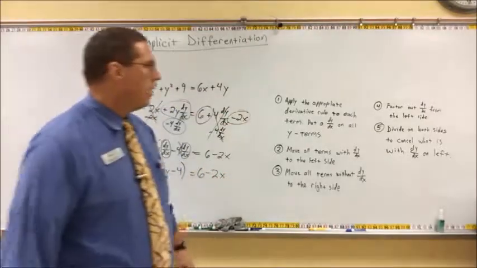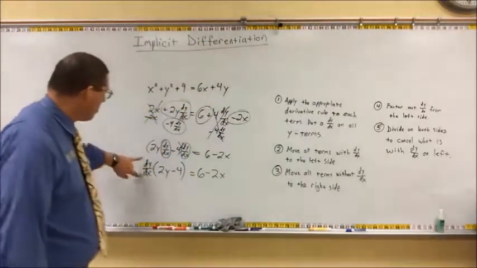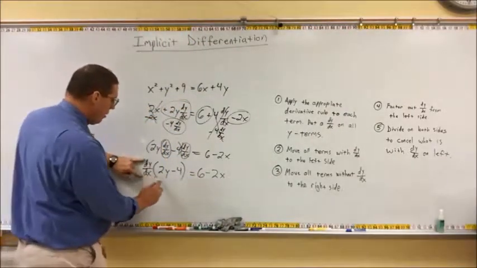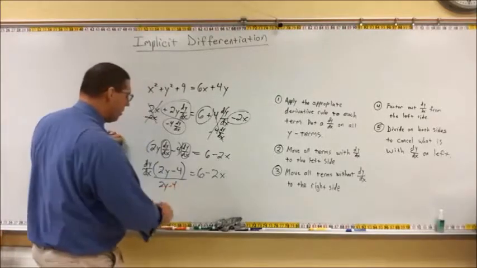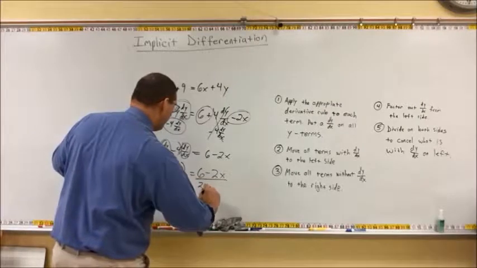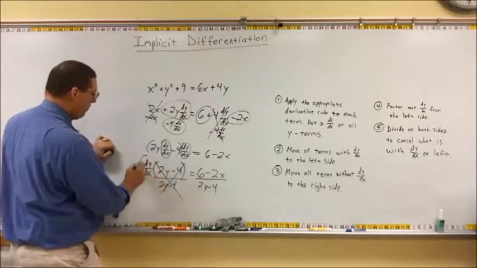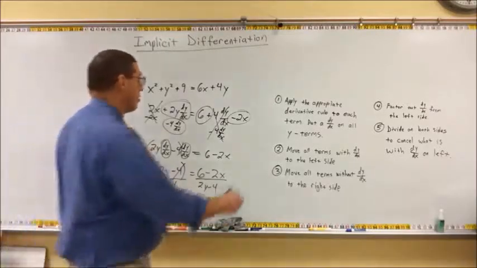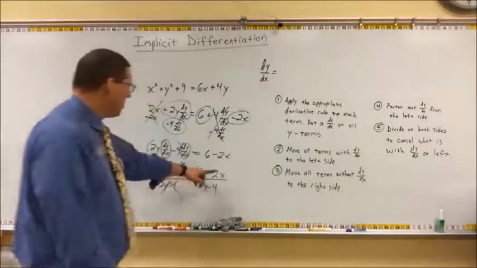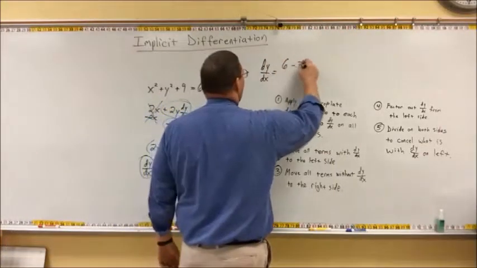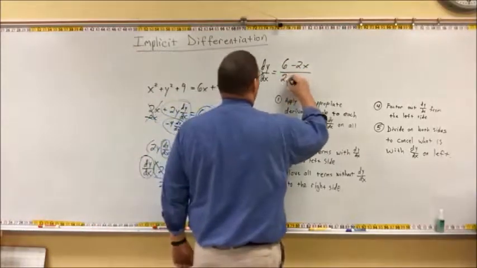Last step, divide on both sides to cancel what is with the dy/dx. Well, what's with the dy/dx? This thing is the 2y minus 4. So we're going to divide by 2y minus 4 here, and we're going to divide by 2y minus 4 here. On this side, it's going to cancel, and all we have left is dy/dx. So that gives us our answer. Our rate of change dy/dx is equal to 6 minus 2x over 2y minus 4.